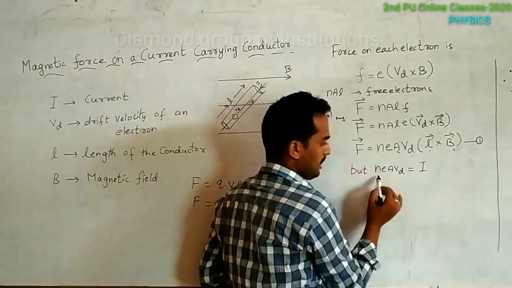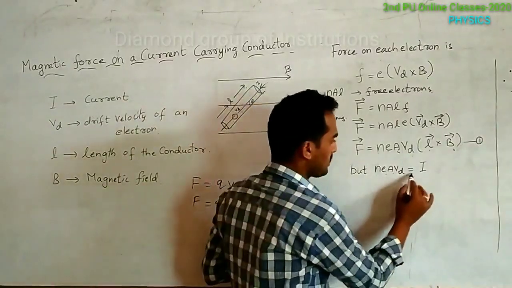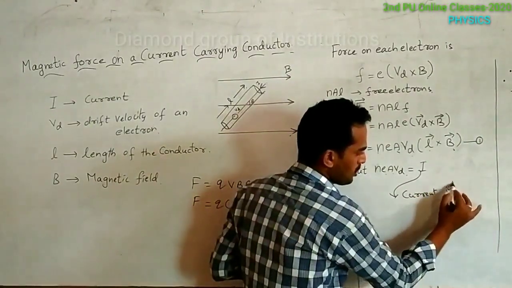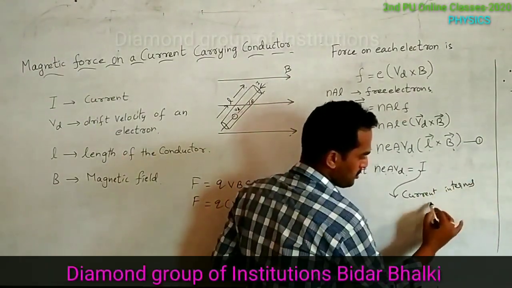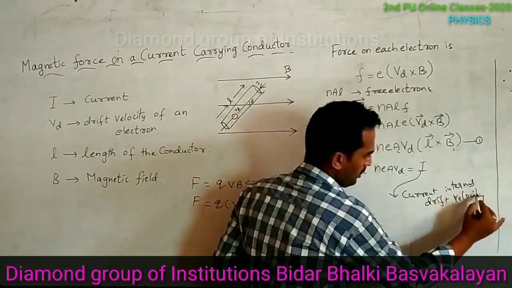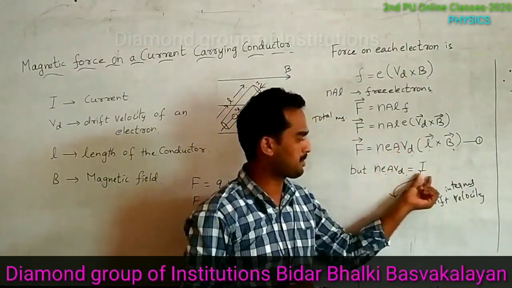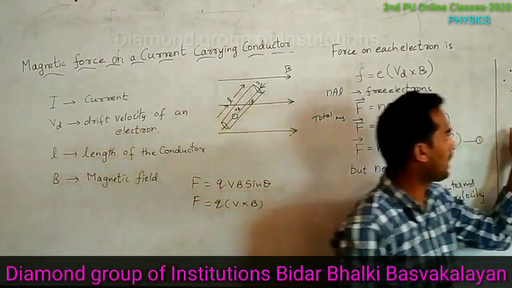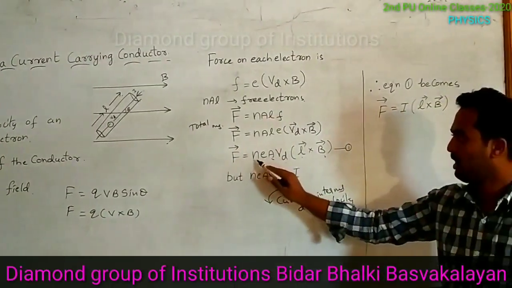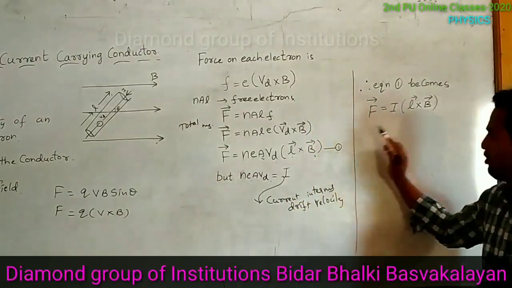Now n e A Vd we read in the current electricity chapter. This is the expression for current in terms of drift velocity. So in place of n e A Vd, we can directly substitute I here. The final expression of equation 1 becomes F equal to n e A Vd, which is nothing but the current I, into L cross B.